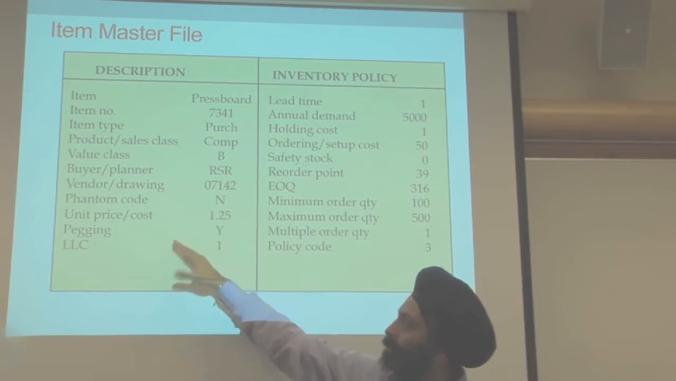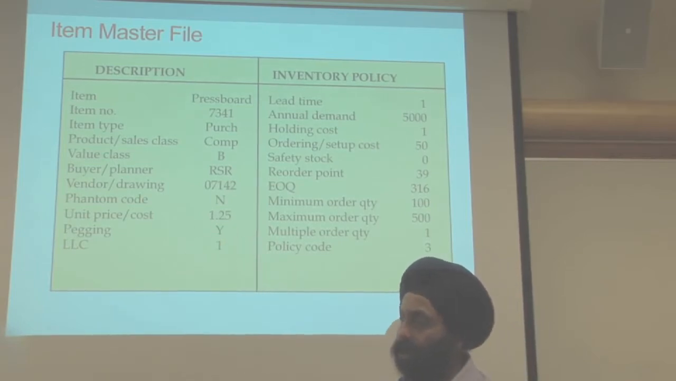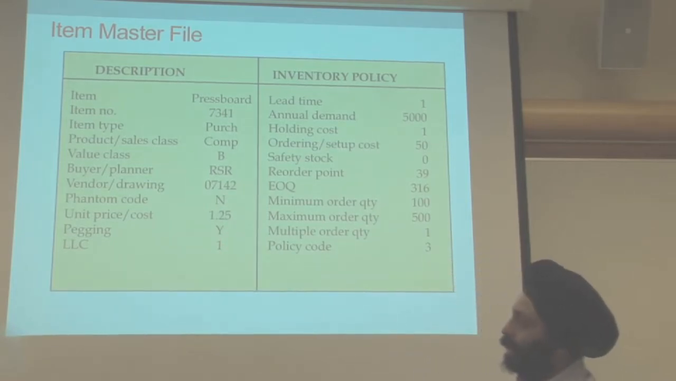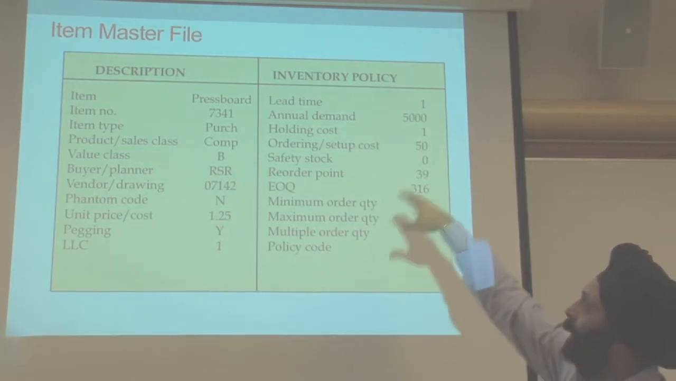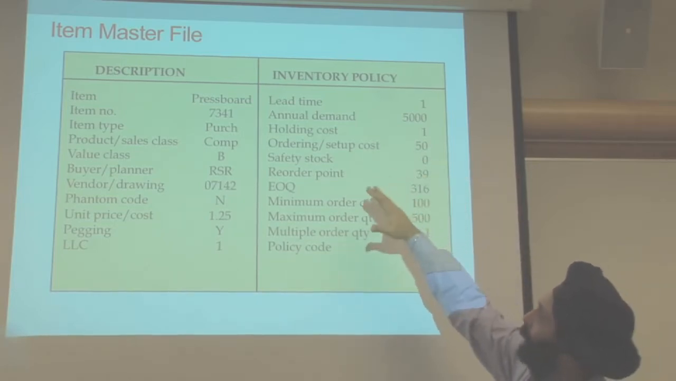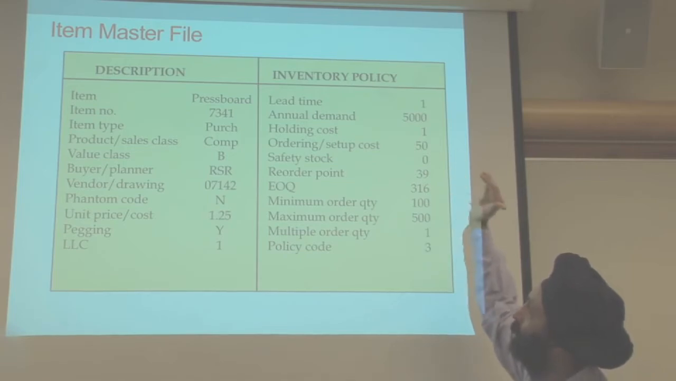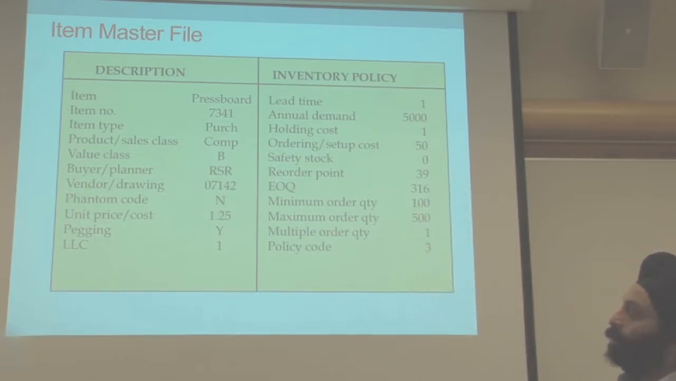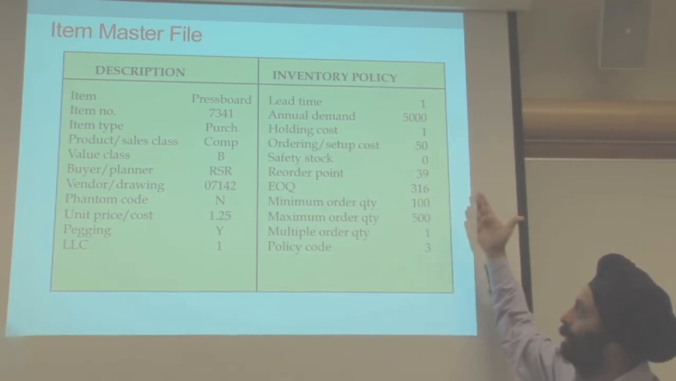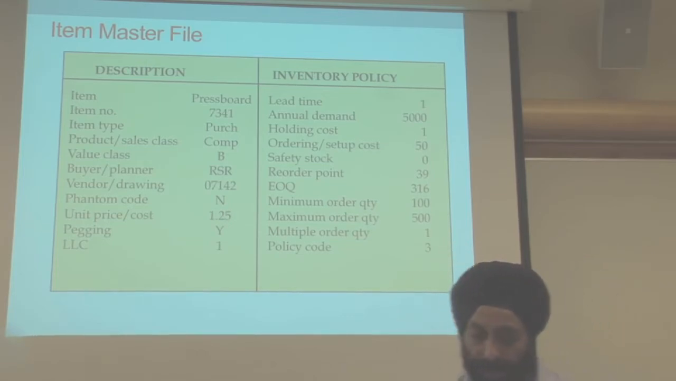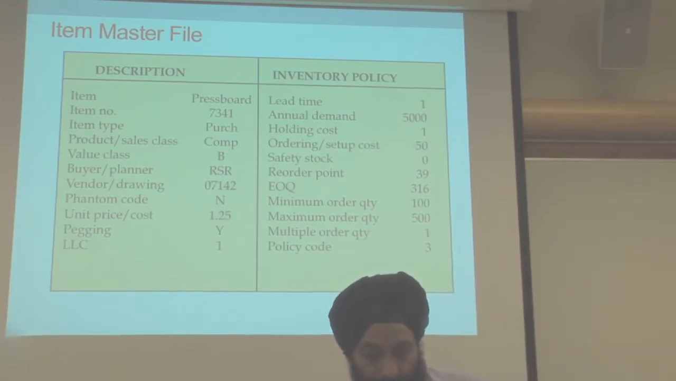So in terms of price divided by cost, which gives you the margin associated. Pegging is yes. Lower level code was 1. And then lead time is also given to you in 1 week or 1 period. Annual demand is indicated, holding cost, ordering setup cost, safety stock, reorder point. All that information is given to you. EOQ is also calculated. Minimum order quantity, maximum order quantity, multiple order quantities 1, policy code. Again, that is the type of information that is provided.